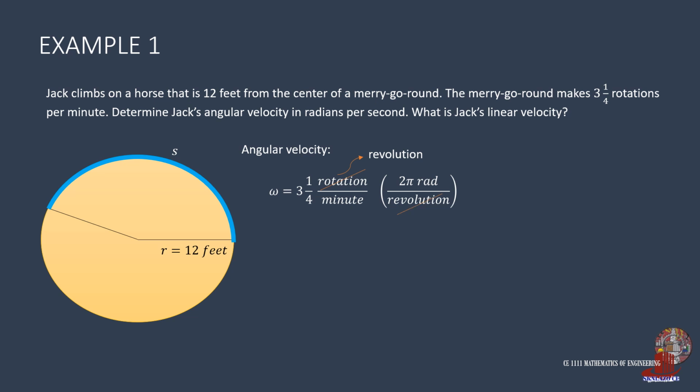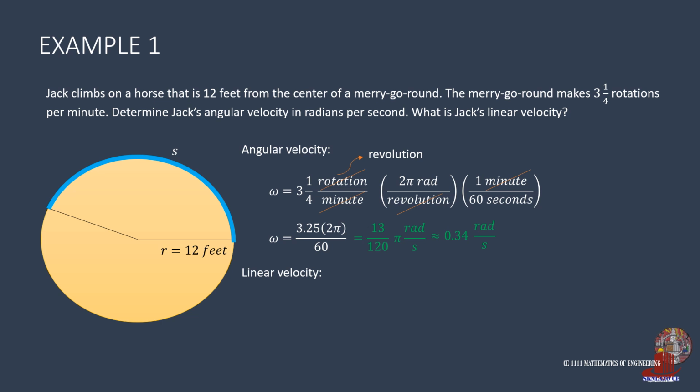Furthermore, as the instruction requires radians per second, convert minutes into seconds and cancel out minutes. Omega is then 3.25 times 2 pi upon 60, which is computed as 13 over 120 pi radians per second, or that is 0.34 radians per second.